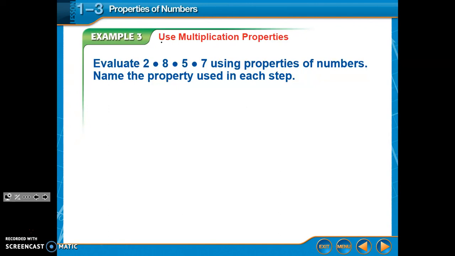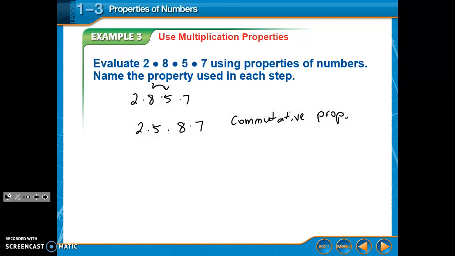So again, what I might want to do here is rearrange this 2 times 8 times 5 times 7 so it's easier to multiply. So what I think might be easiest right here is switching the 8 and the 5. So I can say this is 2 times 5 times 8 times 7. And what this is called is the commutative property, because I switched the order.